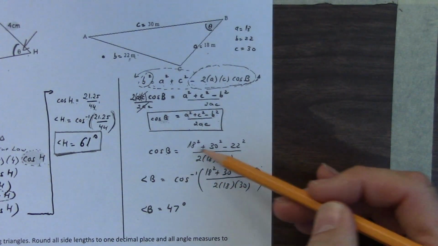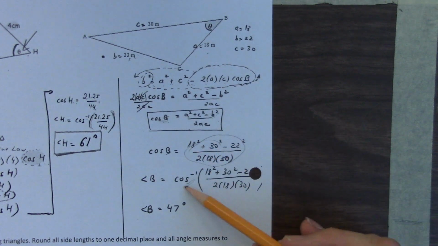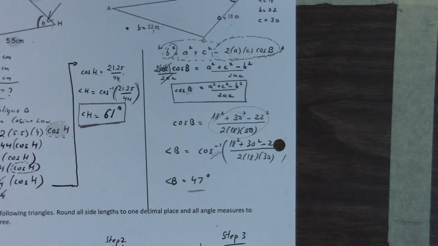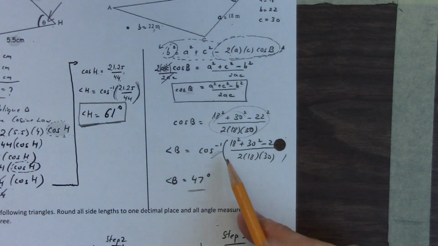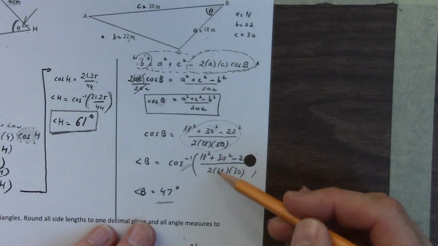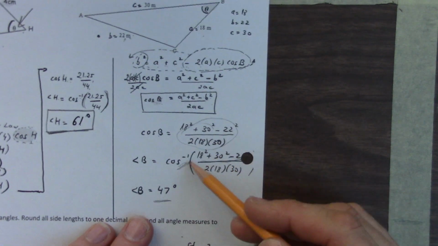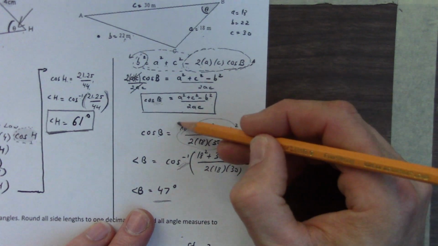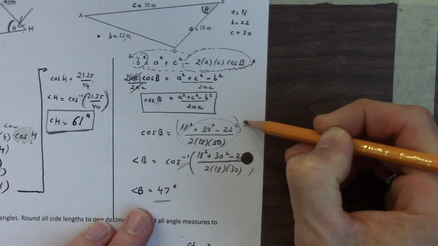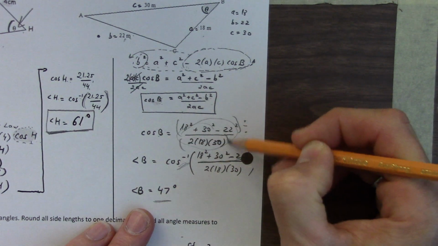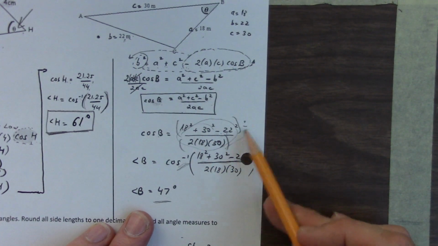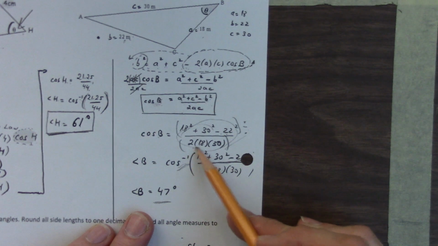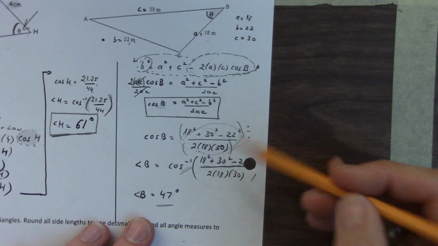And then you do all this calculation and you take the cos inverse, you get 47. You should be able to do all of this on your calculator. Now this is a little tricky when we have division here. If you wanted to do this in one step, you would have to do bracket, and then your divide sign, and then bracket over that. If you just said minus 22 divided by 2 times 18, it's going to mess up. You have to use brackets.